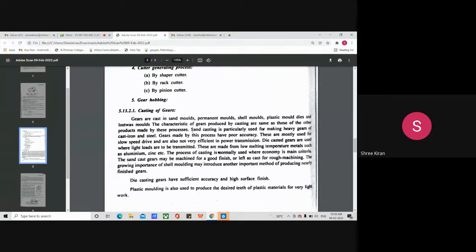Die casting gears have sufficient accuracy and a high surface finish. Plastic molding is also used to produce the desired teeth of plastic materials for very light work.